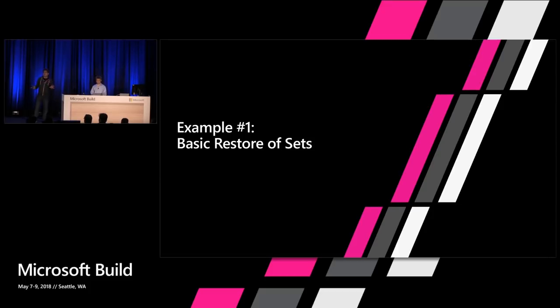We're going to look at 2 examples. And in the first example, this is an example of a basic restore of sets. This is what happens by default on the system if you don't enlighten your app with user activities.